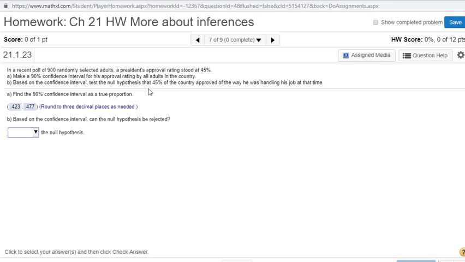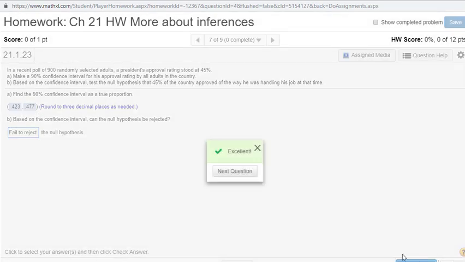So the null hypothesis is that 45% of the country approves of the way that he's doing. Notice that 45% is in our confidence interval here. So we're going to fail to reject. If it were outside of that, then I would reject. So I hope that helps.